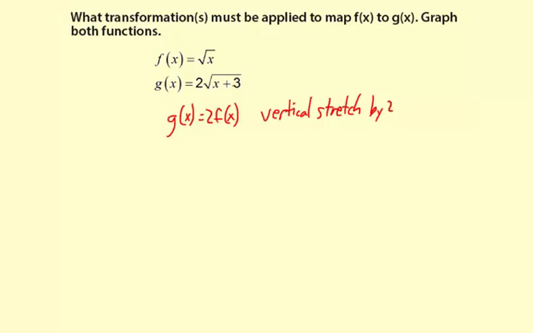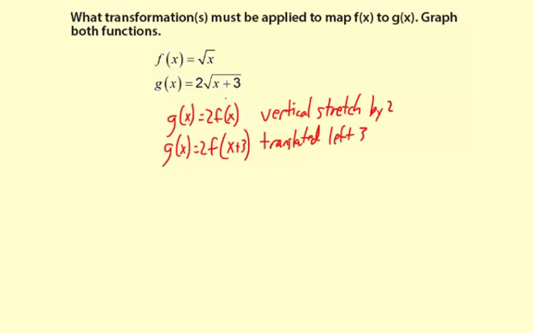And also, I can see a plus 3 inside the radical with the x. That means it's going to be translated left 3. So really, this is g of x equals f of x plus 3, because we're taking the plus 3 and adding it to the x, and then we're doubling what comes out of the radical sign, which is the output of f of x.